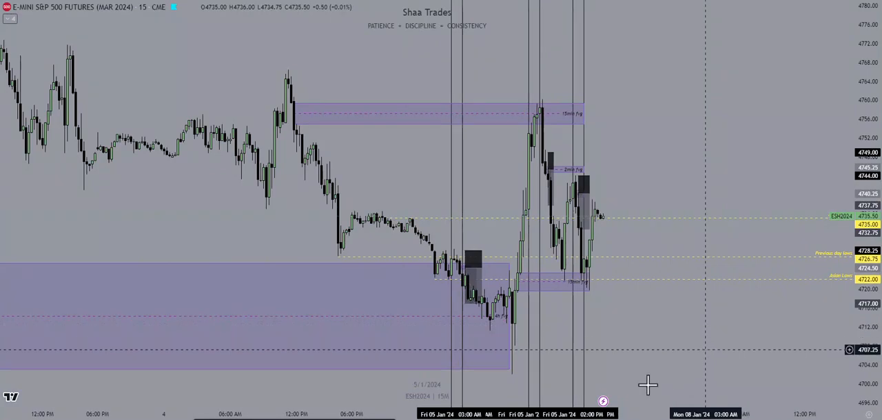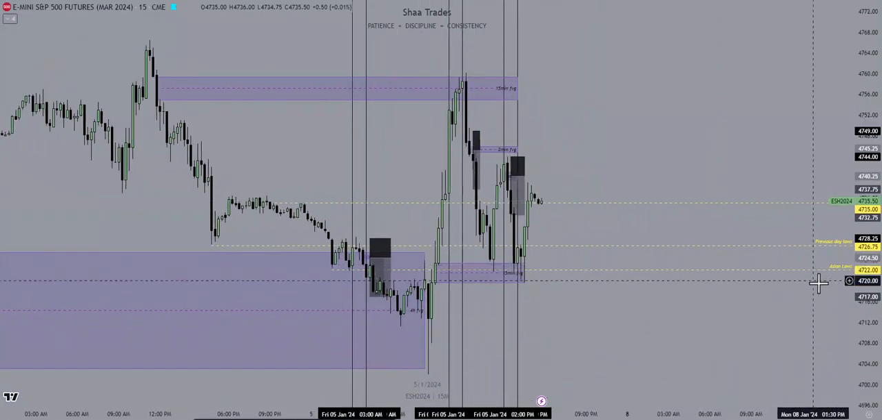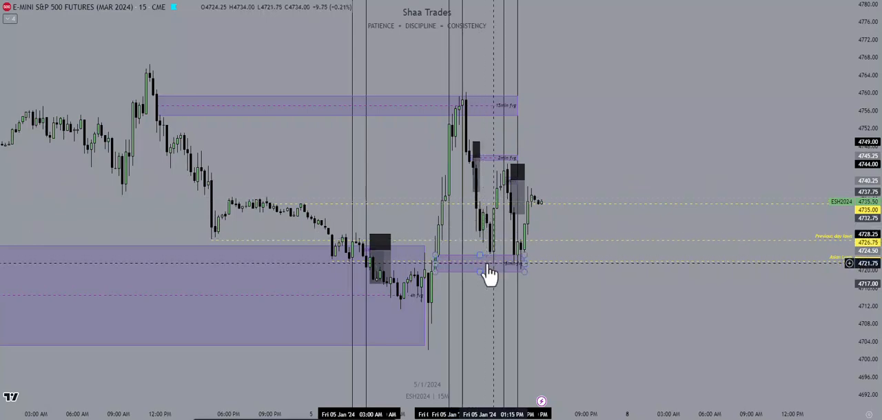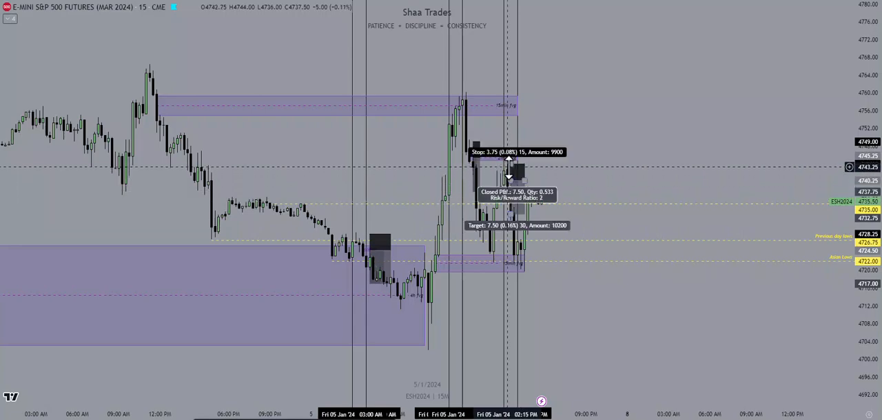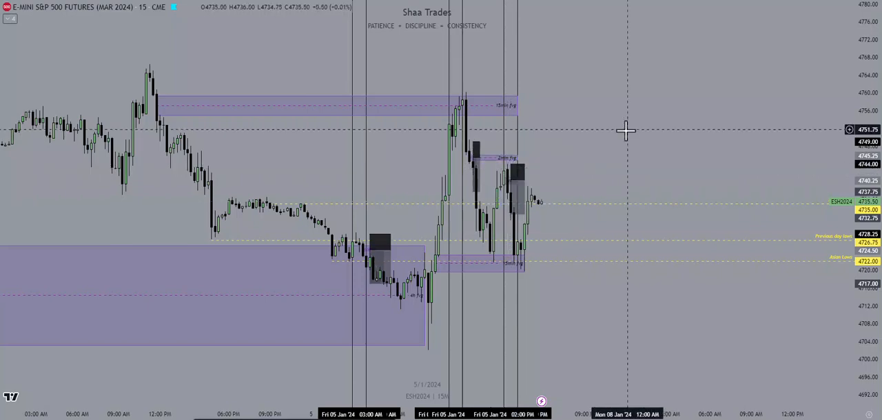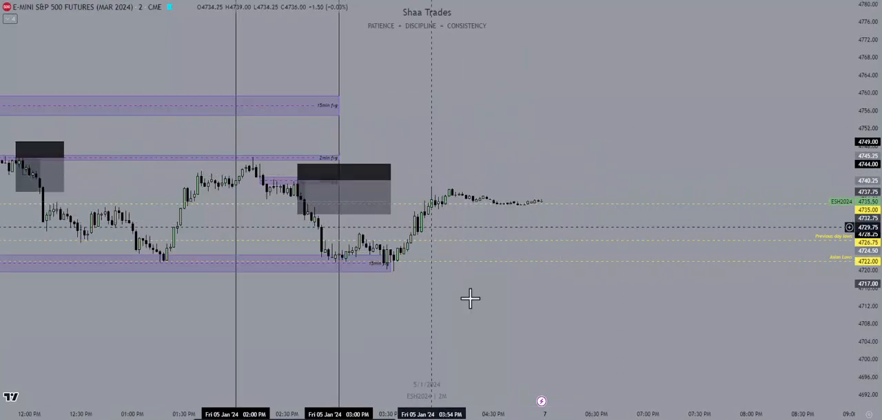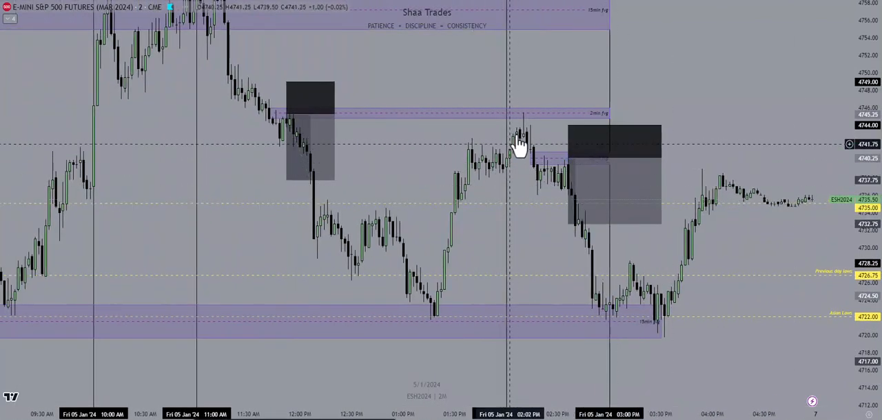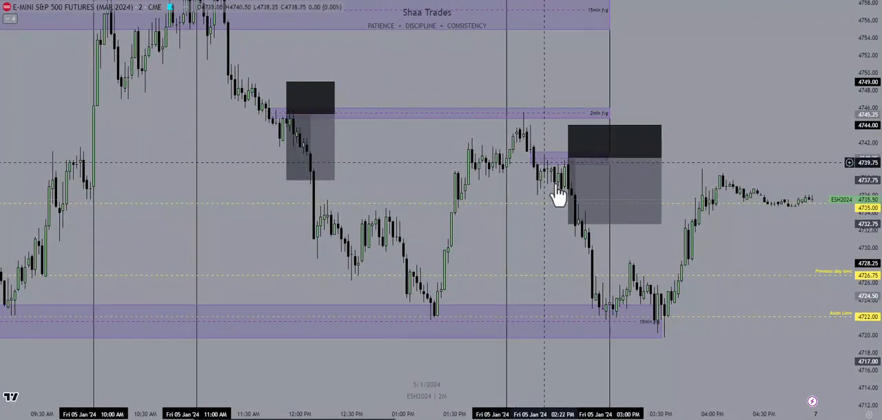Look on the 15-minute. See what price did here? See how on the 15-minute it came back, tapped into that fair value gap, bounced back up, went up here, and then broke down again. That's where price went. So when you go down into the 2-minute, you see right here where that price went back and then broke down again.